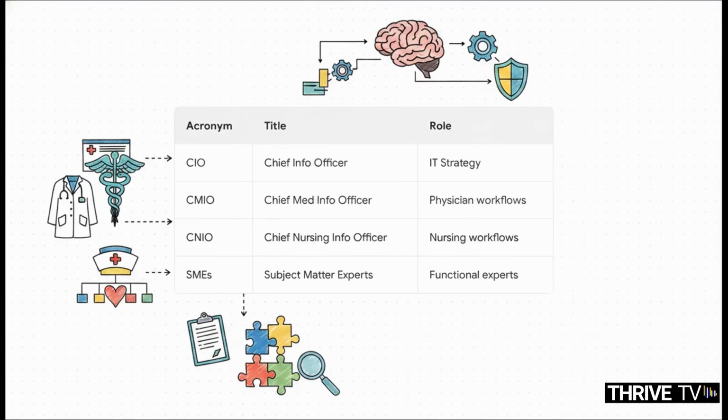Now, who leads all this? Decoding this specific leadership alphabet soup is actually pretty fascinating. You need distinct, specialized voices. You've got the CIO, the Chief Information Officer, steering the big picture IT strategy. But then you have the CMIO and CNIO, the Chief Medical and Chief Nursing Informatics Officers. These are actual doctors and nurses, translating real clinical needs into IT architecture. Throw in SMEs, or subject matter experts, to guide specific tasks, and you've got a team where medicine, nursing, and IT are finally speaking the same language.